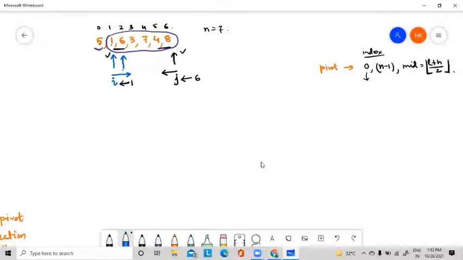So now I will compare pivot 5 with 8. 8 is greater. So this is according to my goal. So I will move forward. So J will come into this position. Clear? Now again I will compare. Now this element is smaller than pivot. But my goal is in this side, elements must be greater than pivot. So I will stop here.